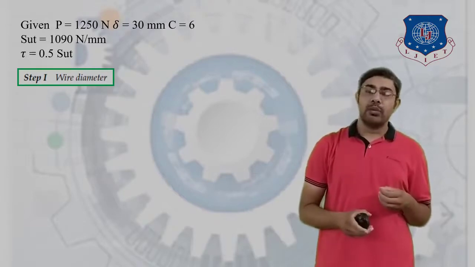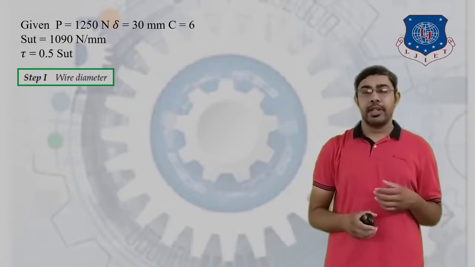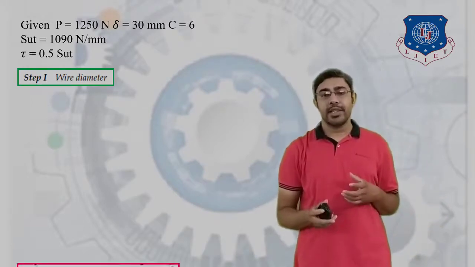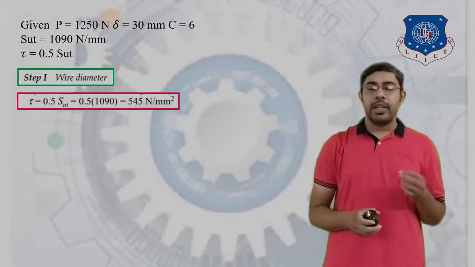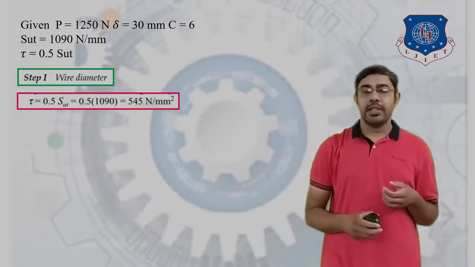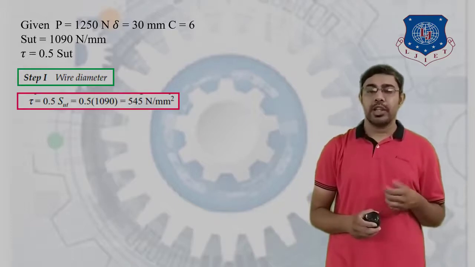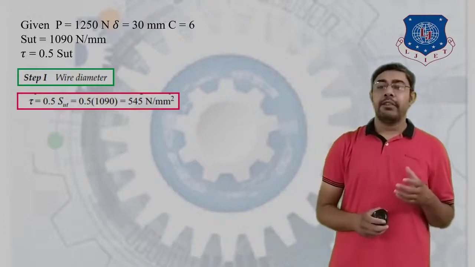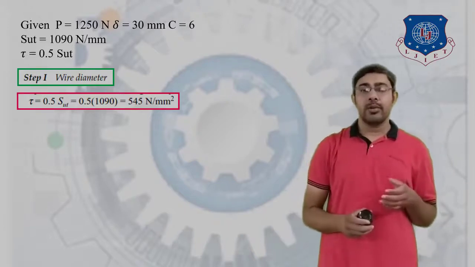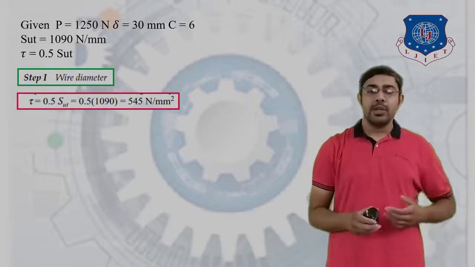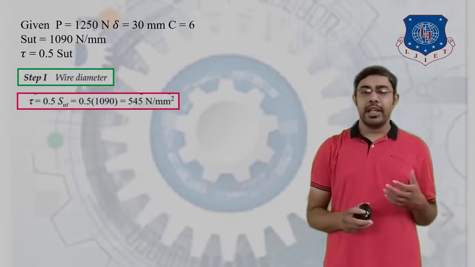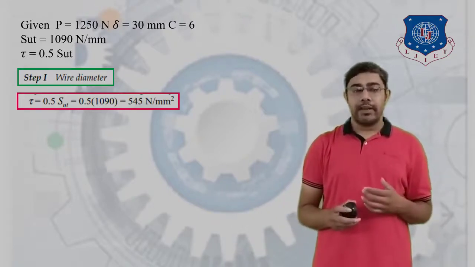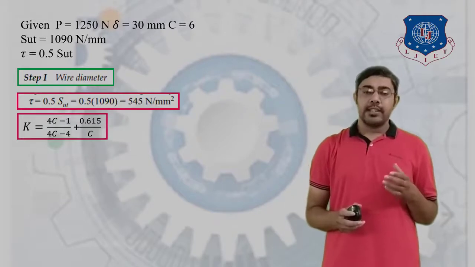So first step we have to calculate the wire diameter. To calculate the wire diameter we have to use the equation of shear stress, and for that we first have to calculate tau, which is equal to 0.5 into SUT. Here the value of SUT is 1090 Newton per mm square. So if we place the value of SUT, we get tau is equal to 545 Newton per mm square.